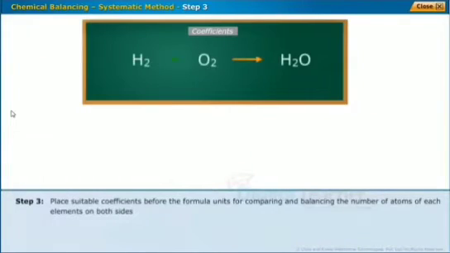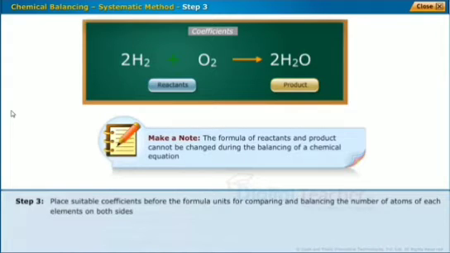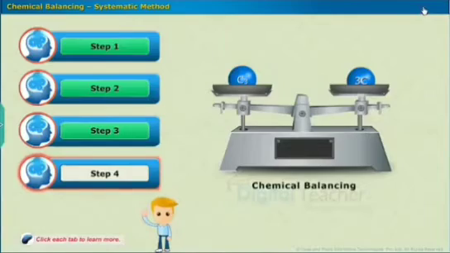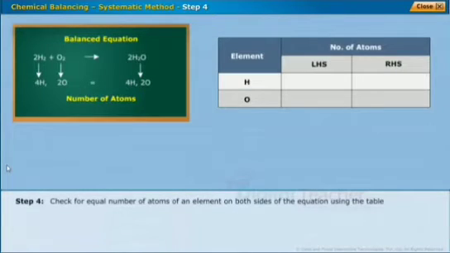Step 3. Place suitable coefficients before the formula units for comparing and balancing the number of atoms of each element on both sides. Make a note. The formula of reactants and product cannot be changed during the balancing of a chemical equation. Step 4. Check for equal number of atoms of an element on both sides of the equation using the table.